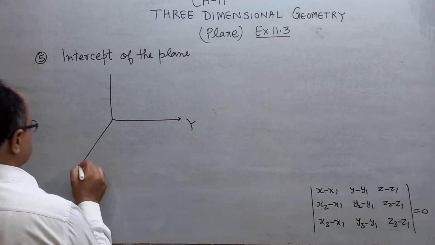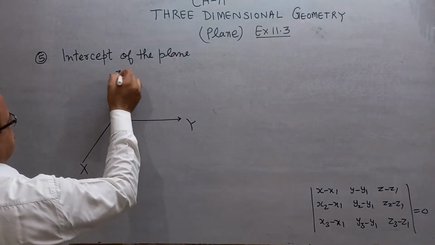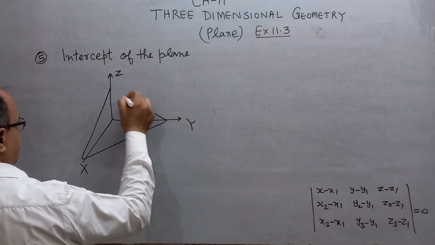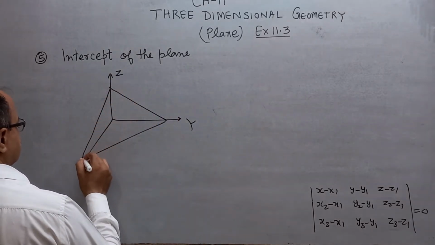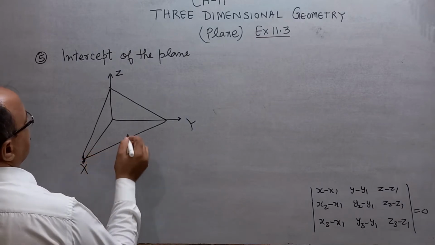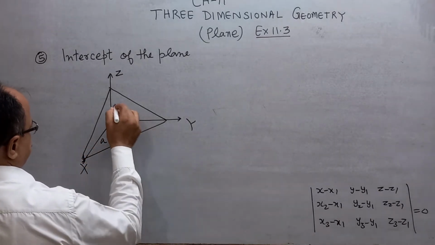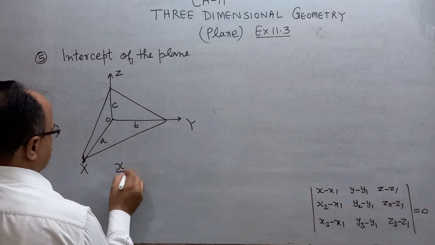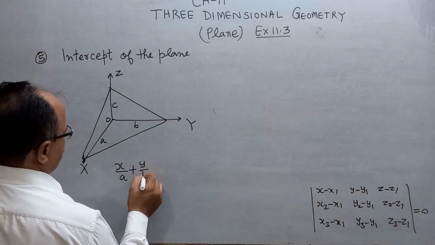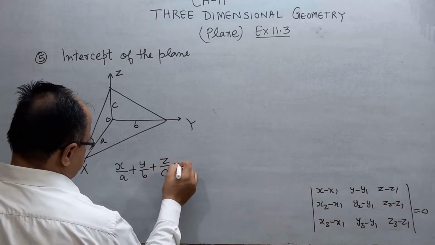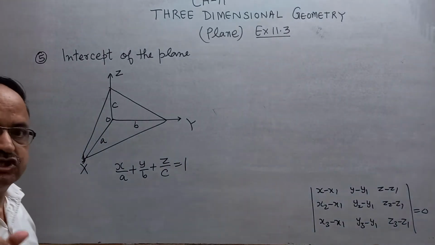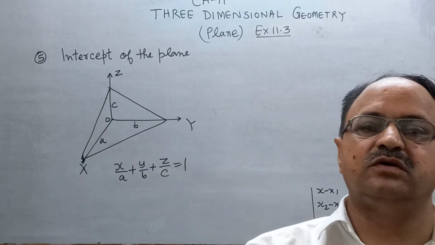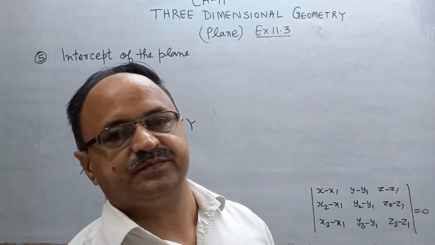This is y-axis, x-axis, z-axis. Suppose this is the plane, right? This is A intercept, this is B intercept, and this is C intercept. Origin. You can say x by A plus y by B plus z by C equal to 1. This is the equation of the plane in intercept form. A is called x-intercept, B is called y-intercept, and C is called z-intercept. Clear?